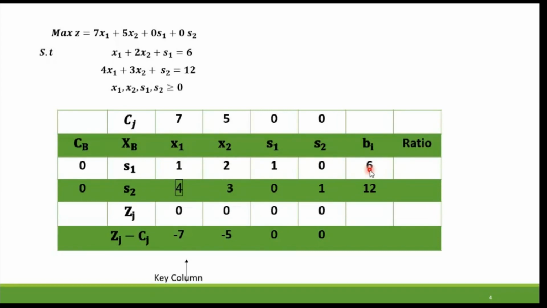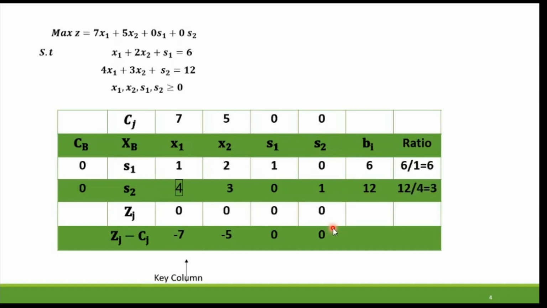Okay, so we have to take the ratio of bi's upon the corresponding elements in the key column. And when you take the ratio, make sure that only positive number का ratio लेना है. अगर यहाँ पे कोई भी नंबर 0 है या माइनस में है तो उसको रेशियो में इंक्लूड नहीं करना है. Here both the numbers are positive, so I can take the ratio as 6/1. की कॉलम में 2 है, 1 है, करस्पॉन्डिंग टू बी आई 6 है, तो 6/1 दैट इज 6 एंड 12/4 दैट इज इक्वल टू 3.